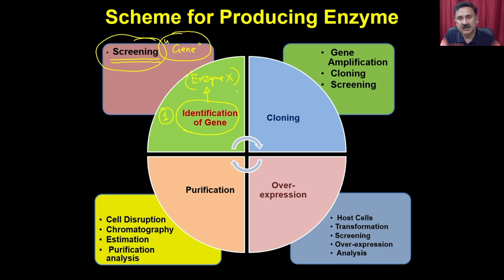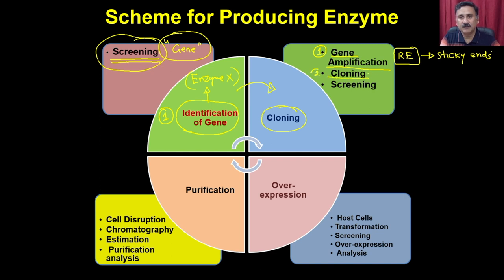Once you identify the gene, you are going to clone that gene into a suitable vector. This cloning also has multiple steps. In step number one, you are going to amplify this gene with site-specific primers, and these site-specific primers are going to have the restriction enzyme sites. So you can cleave that amplified gene, and that's how it is going to produce the sticky ends. These sticky ends then facilitate the entry of this particular gene into a suitable vector, and that's how you are going to produce the clone.